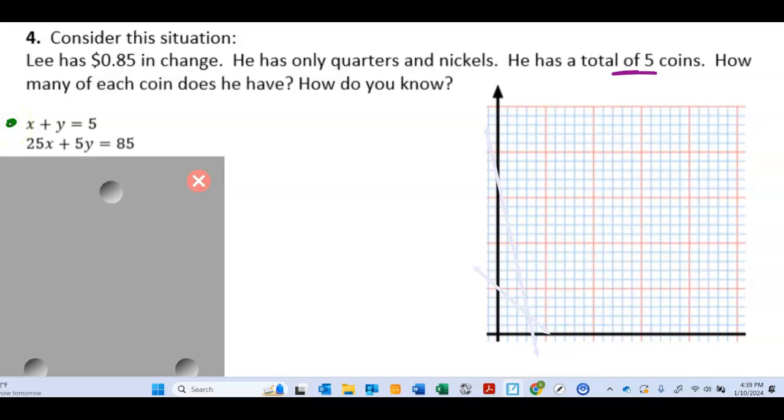This one here is x plus y equals 5 because there's 5 coins. Great. Now, my second equation comes from 25 cents. So my x value is quarters, plus 5y, that's my nickels, is equal to 85 cents. All right, so we've got to be able to graph this. Can I graph my first equation? Not like that, I can't. I need to solve it. Can you pause the video while you solve it, please?